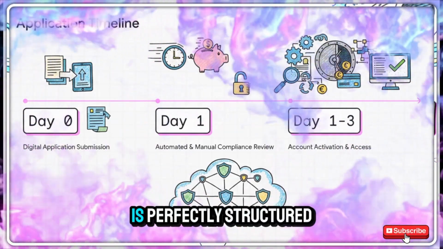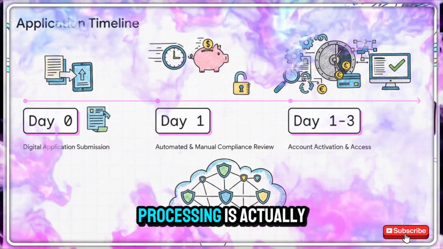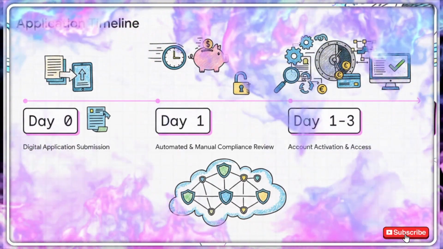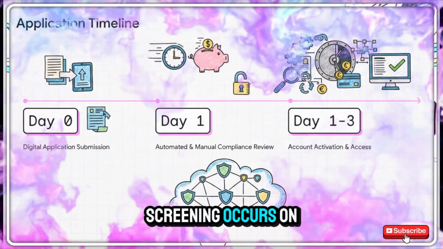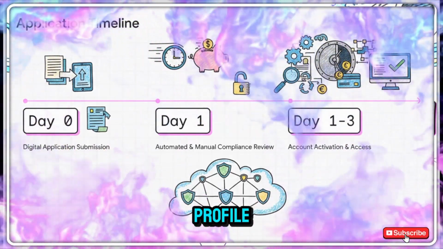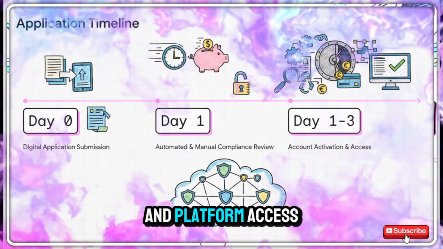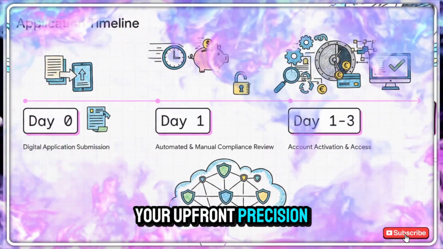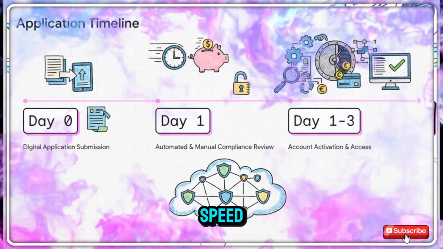If your data is perfectly structured, processing is actually remarkably fast. You submit on day 0. Automated and manual screening occurs on day 1. And with a coherent, easily verifiable profile, full account activation and platform access often happen within just 1 to 3 days. Your upfront precision yields immediate operational speed.